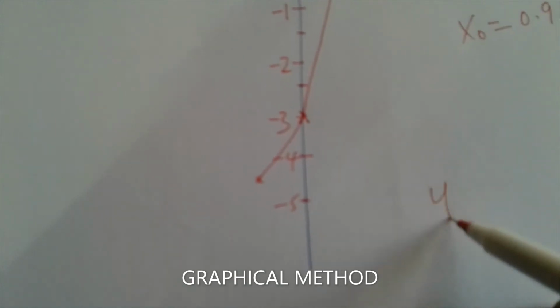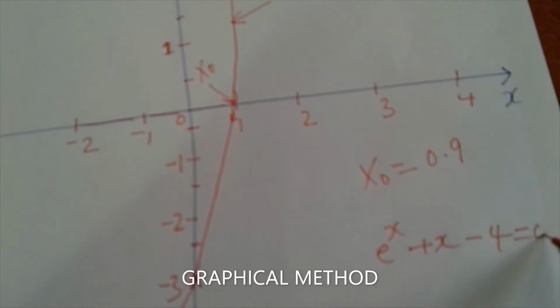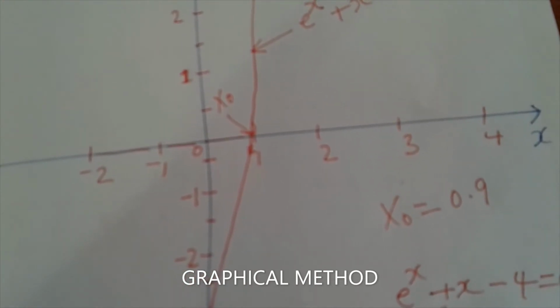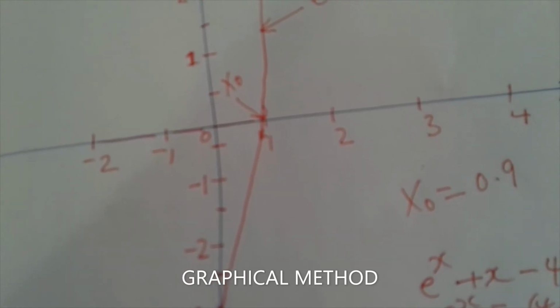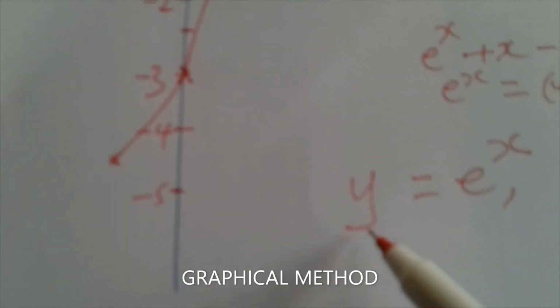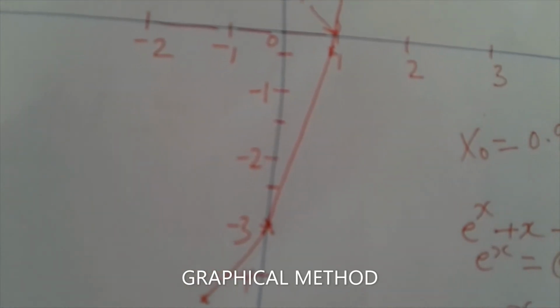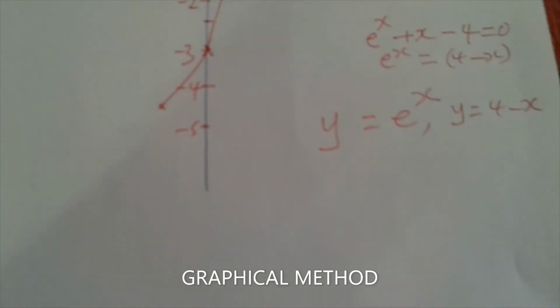Therefore, if at all you have to draw two graphs along the same axis, we have to say we have a graph of y equal to e power x, and a graph, because you simply see that e power x plus x minus 4 is equal to 0. E power x should be equal to 4 minus x. You take x minus 4x on the right, therefore you shall have a graph of y equal to e power x, and a graph of y equal to 4 minus x. So we shall have two graphs.